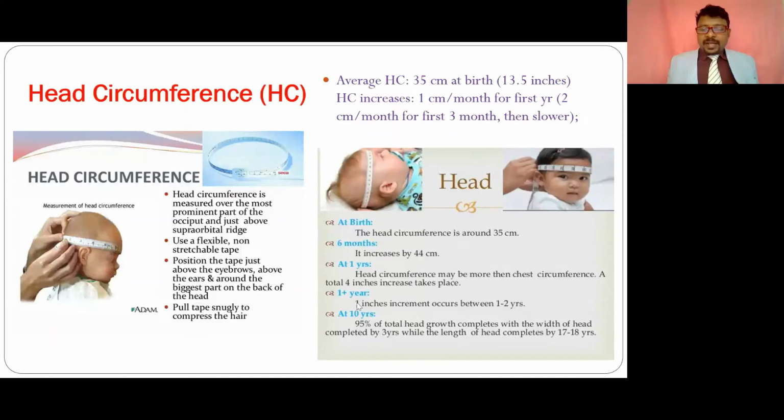After 1 year, a 1 inch increment occurs between 1 and 2 years, so every year it increases. By 10 years, around 90 to 95% of the total growth is complete, with the width of the head completed by 3 years, while the length of the head completes by 17 to 18 years. After 17 to 18 years, with complete ossification, the head growth is complete.